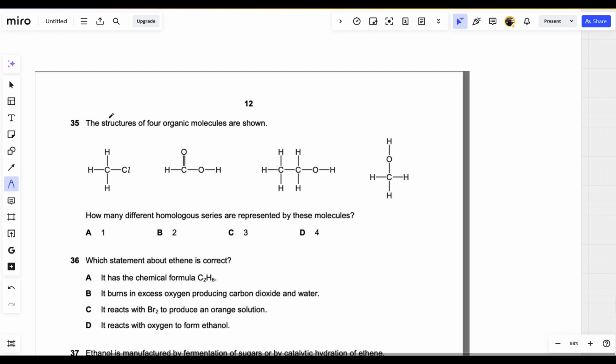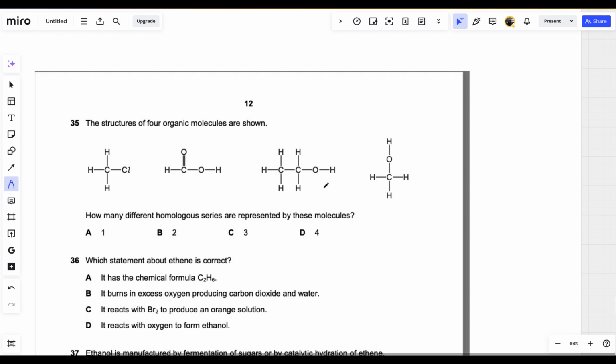Question 35 says the structures of 4 organic molecules are shown. Instead of methane, we have chloromethane. We have methanoic acid: C, double bond to O, single bond to OH, and then H. This is a methanoic acid. This is ethanol. This is not an acid because it doesn't have 2 O. To be an acid, you have double bond to O, single bond to OH. This is ethanol, and this is methanol.